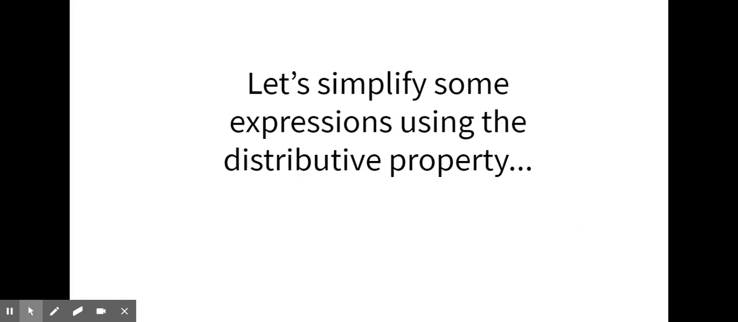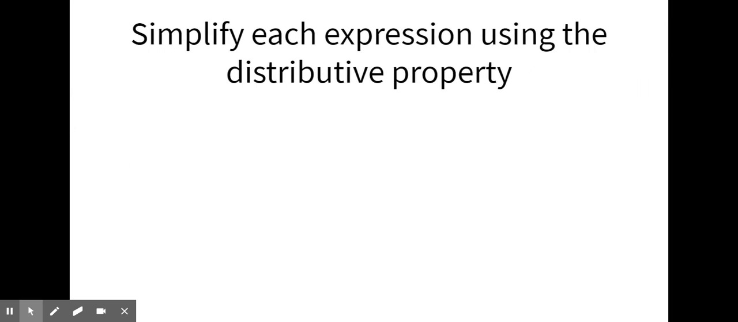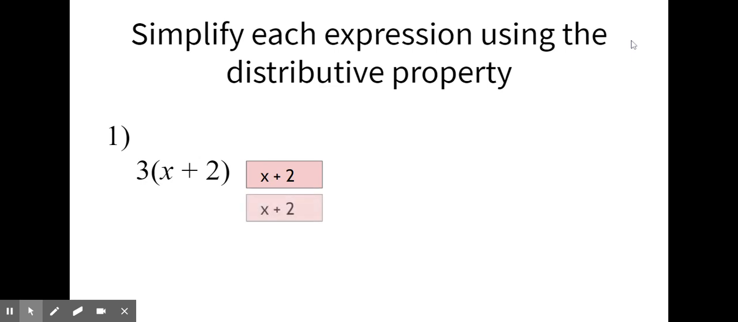Let's start by simplifying some expressions using the distributive property in our notes. I'd like you to copy down problem number 1. 3 times the quantity x plus 2. Now this also means 3 groups of x plus 2. So if I have 3 groups of x plus 2, just to give you a visual of what that looks like, let's try distributing. First we take 3 times x.